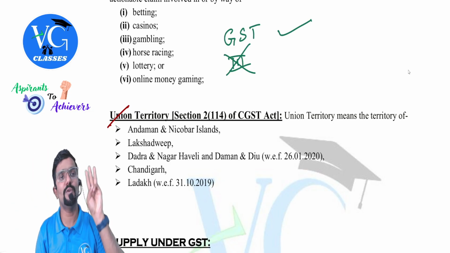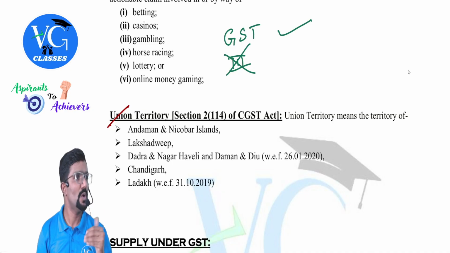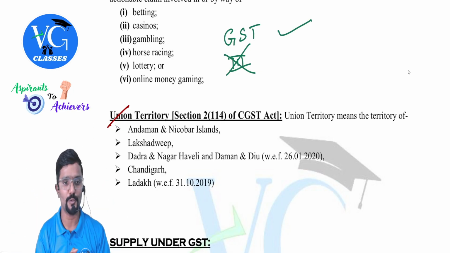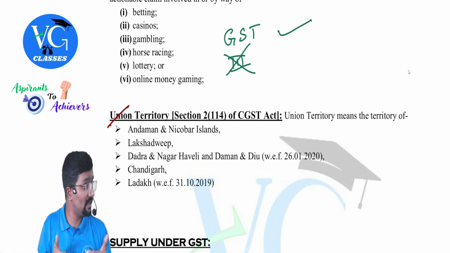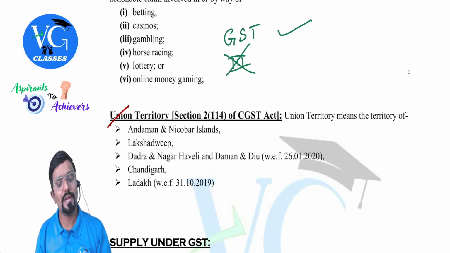Correct? There are 3 more union territories, but they have their own state legislature, so we call them states for GST purposes. What acts are applicable there? Yes, GST. We have already learned this in the previous chapter. I had already given the chart also. Actually, this is the definition given in the law, which is nothing but 5 union territories. Okay, let us come back.